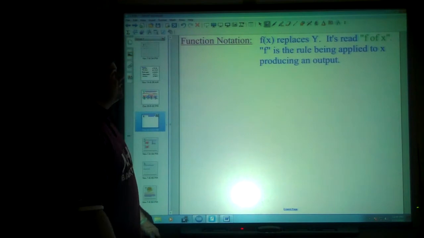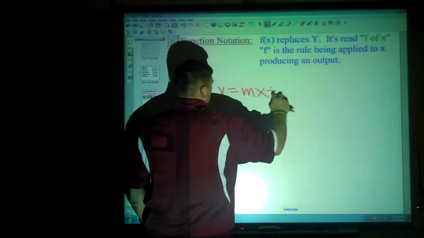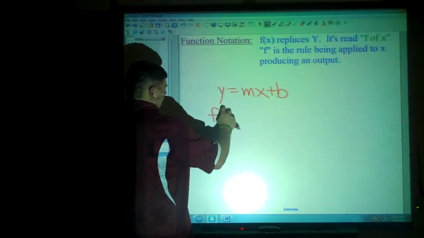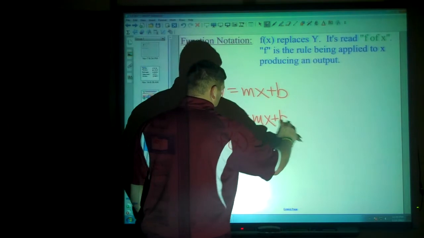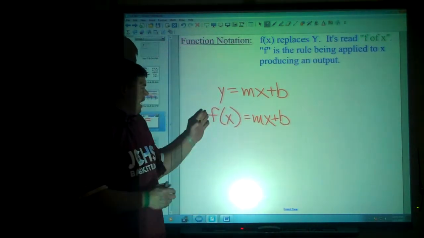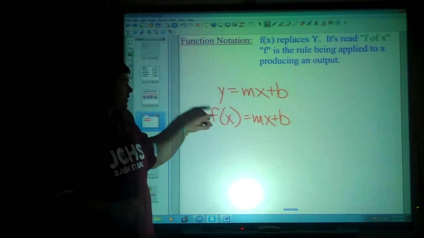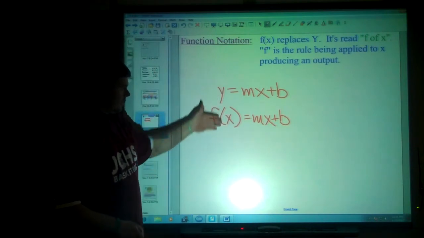F of x is the same as y. If you see y equals mx plus b, it's no different than f of x equals mx plus b. You do not ever try to solve for f or separate f from x. It's not like it's dividing by anything. It's just like the value of y. These two are exactly the same.